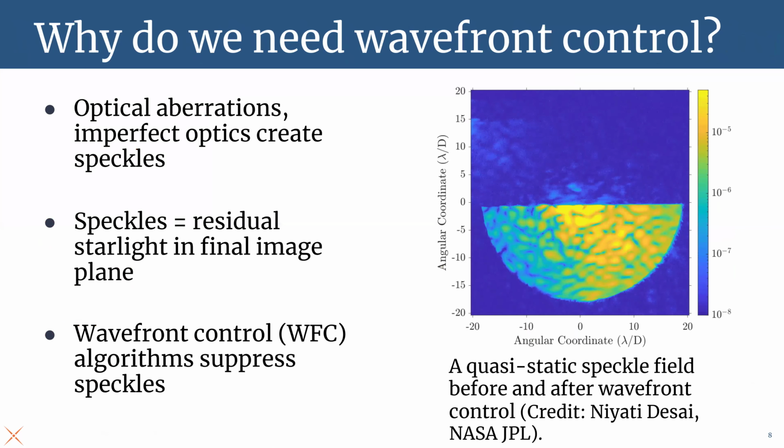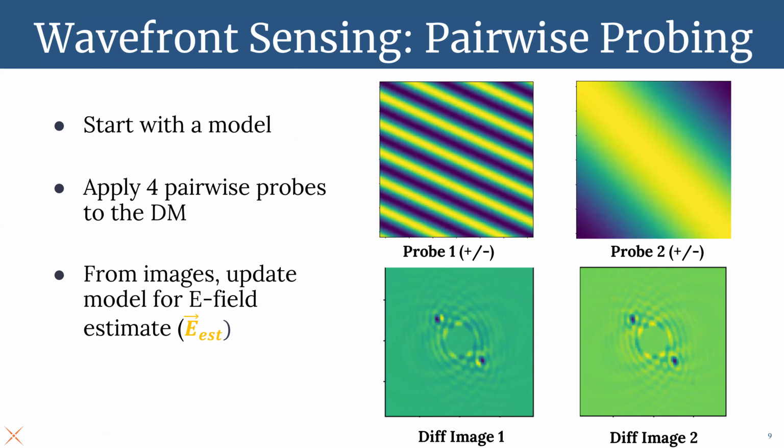So this is where wavefront control comes in. As I mentioned before, optical aberrations or imperfect optics will create these speckles, which is residual light that falls onto our final image. And luckily, using wavefront control, we can suppress these speckles. In the animation shown at right, you can see a quasi-static speckle field before and after applying wavefront control, where we've effectively removed the speckles within a given control region.